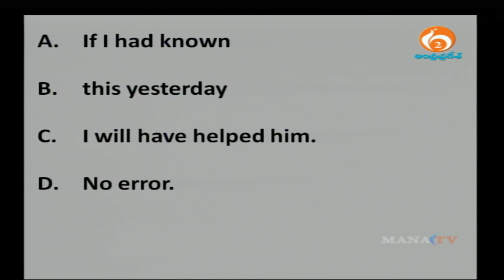Next, if I had known this yesterday, I will have helped him. This is very easy. Please combine all the sentences and try to understand where the error is.